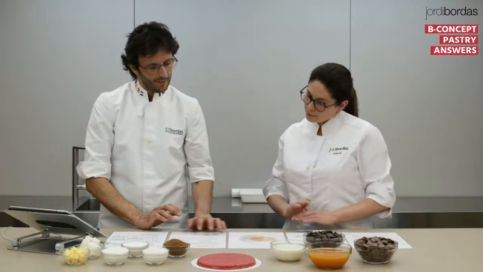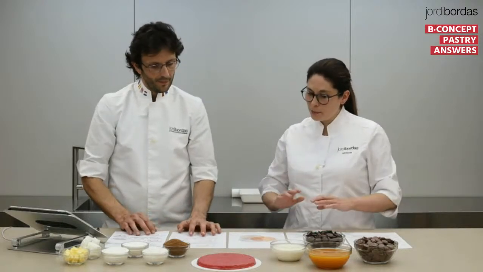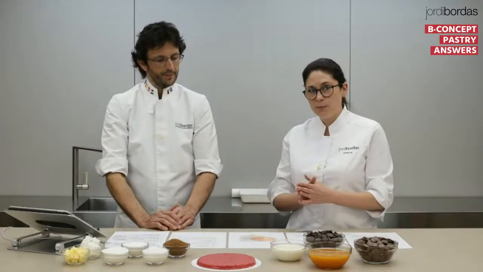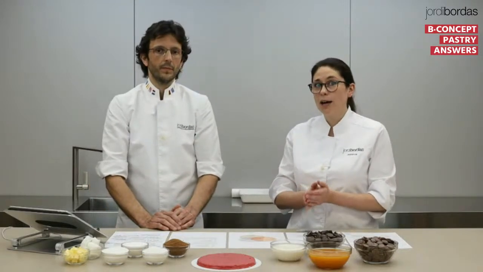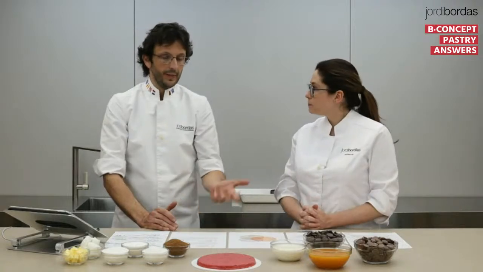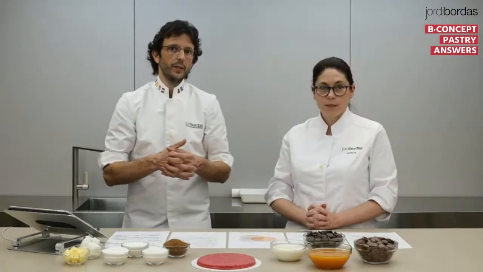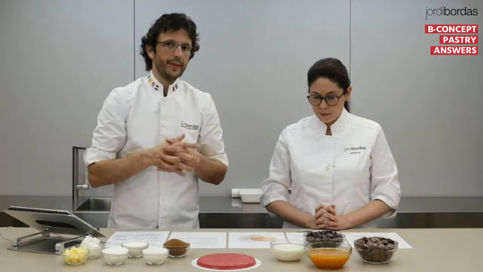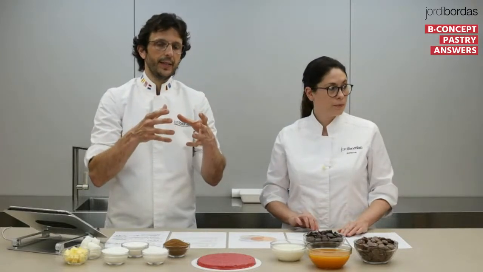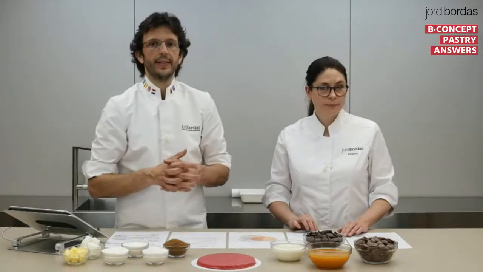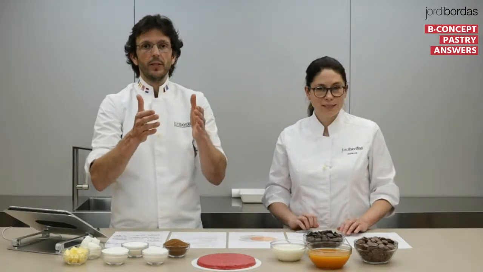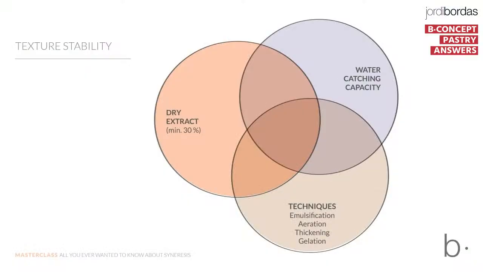So maybe we move on to explain now where we get this recipe stability and water control. How do we get there with our recipes? The first thing that we need to understand is that in a recipe we always need a minimum of dry extract. We need a minimum of dry extract of 30%, more or less, and this dry extract is going to help us control the water that we have in the recipe.